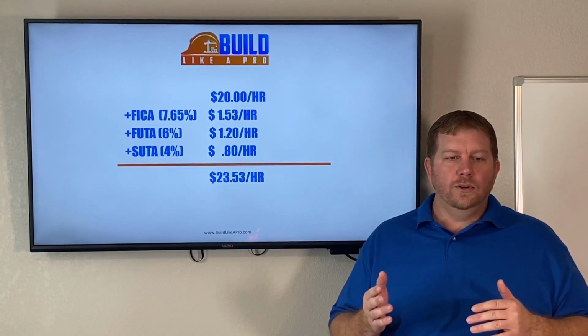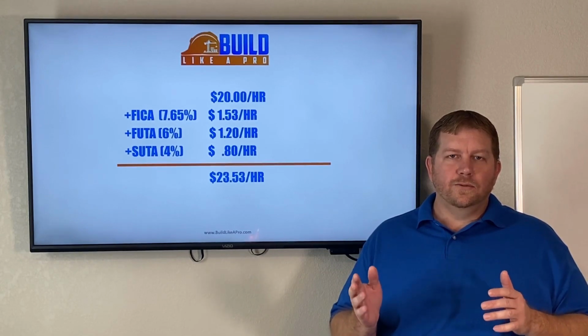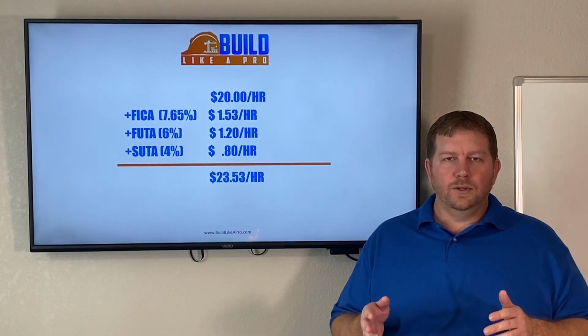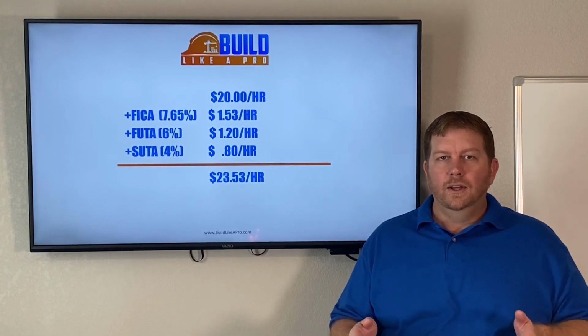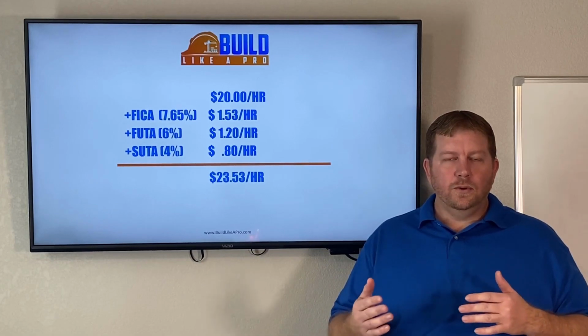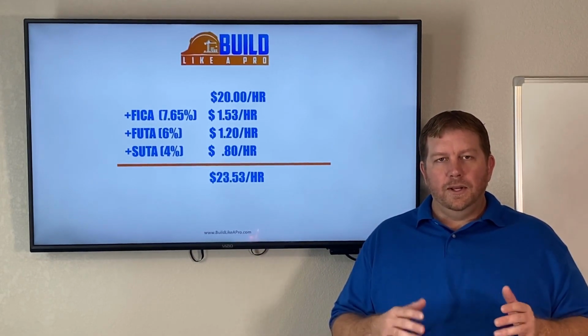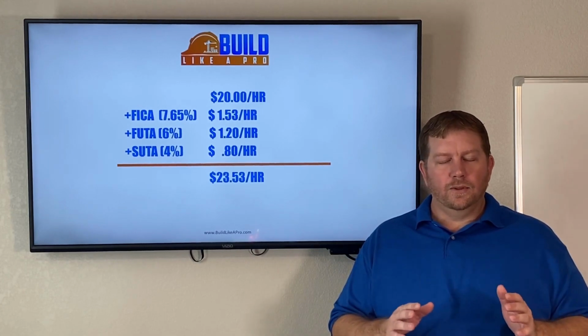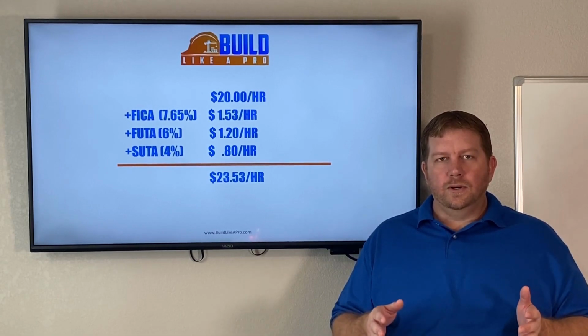Same thing with FUTA. That's 6%. Like I said, that only applies to the first $7,000 of wages, but realistically it's not that big of a number if you just include it on all the wages. That way, when you don't have to pay it once they go over $7,000, you have a little bit of cushion in your labor rate, which is always a good thing. You can actually take that money and bank it for a rainy day. So add the 6%, that gets you another $1.20 an hour.